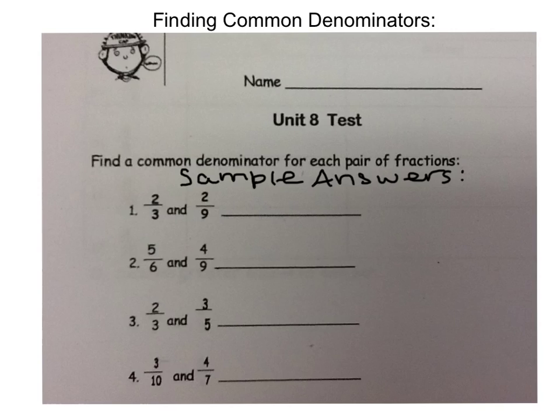A simple way to do this first problem, number 1, is to realize that 3 goes into 9 3 times. So I could multiply both the top and the bottom by 3 to get a common denominator of 9.